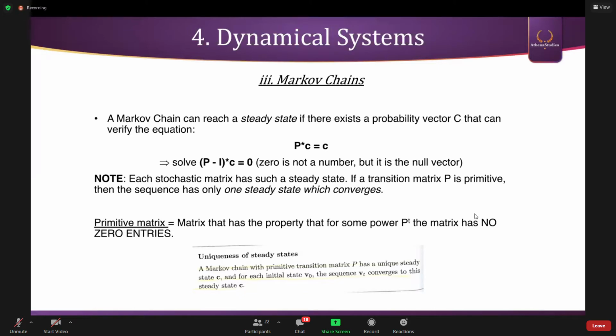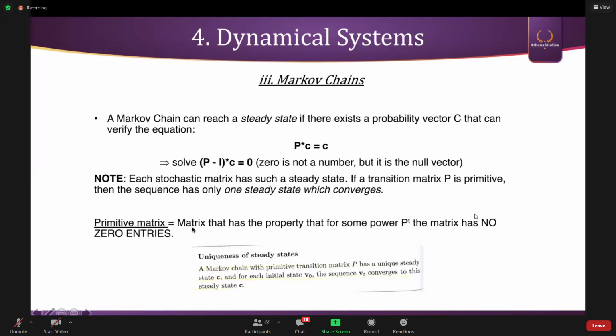In order to find, for example, a steady state, we will solve the equation P, which is the transition matrix, minus I, which is the identity matrix. Okay, so we remember the matrix with a diagonal of ones. Everything multiplied by the probability vector C should be equal to 0, where 0 here does not represent a number, but the null vector. What is the null vector? It's a vector full of zeros. 0, 0, 0, that's a vector. It's a column of zeros.